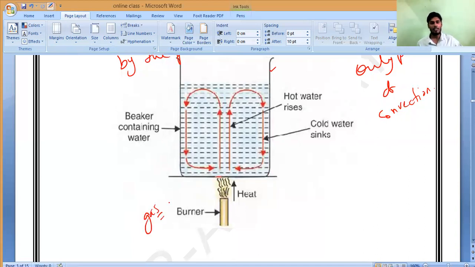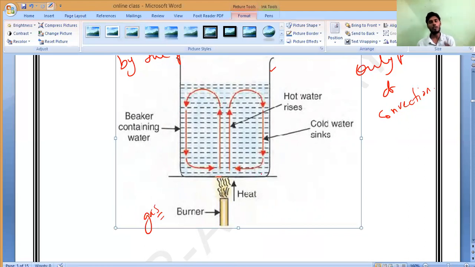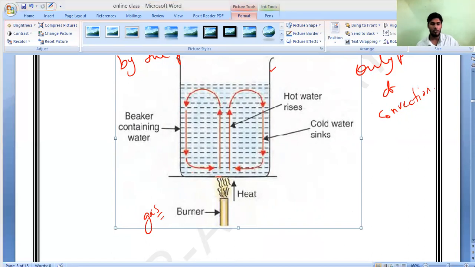Now, if I heat it, which part of the water will gain the heat energy first? The bottom part. Is it yes or no? So that is what will happen. Let us discuss in more detail how it will take place.